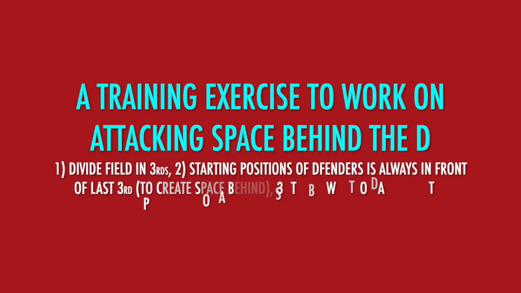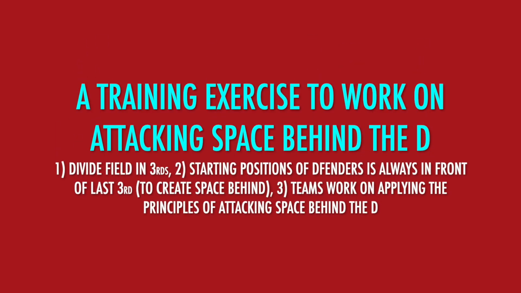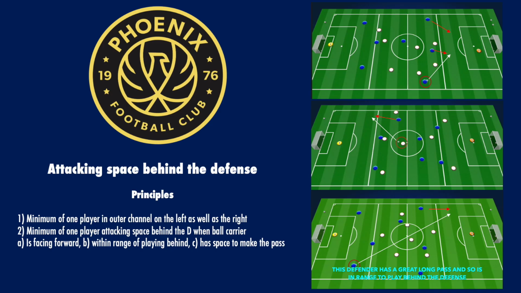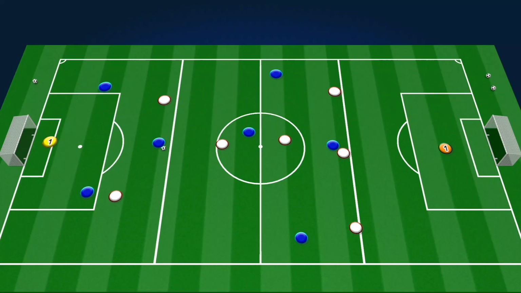Here we're looking at a match play training exercise to work on attacking space behind the defense. On the next slide, you look at the principles. Minimum of one player in the outer channel on the left as well as right, and a minimum of one player attacking space behind the defense when the ball carrier is facing forward, within range of playing behind, and has some space to make that pass. So let's look at some scenarios.